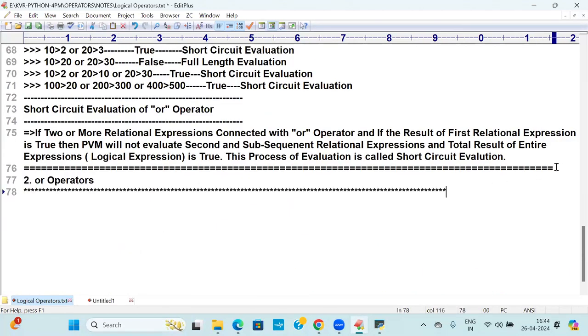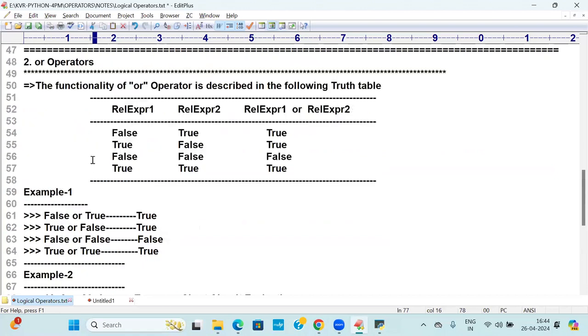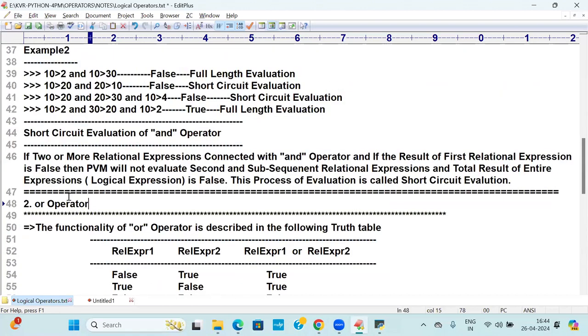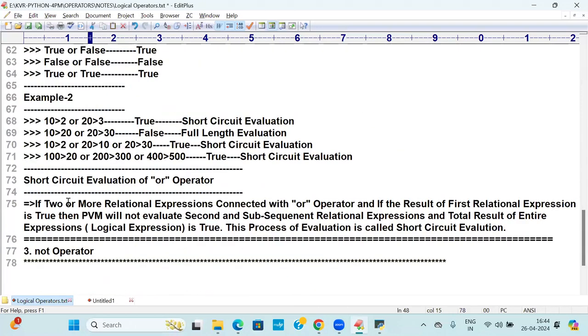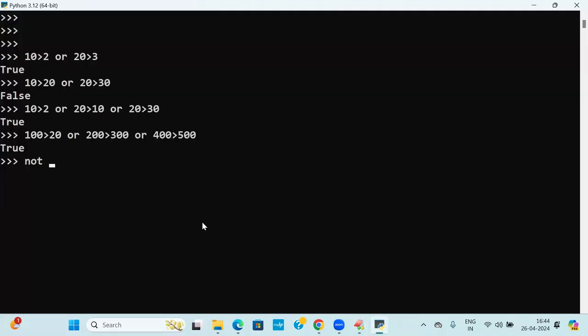So what is NOT? What is the NOT operator? What is the OR operator? True or false, true. False or false, false. True or true, true. What is the NOT operator? Not true, false. Not false, true. Simple. Come on. Not true, false. Not false, true.